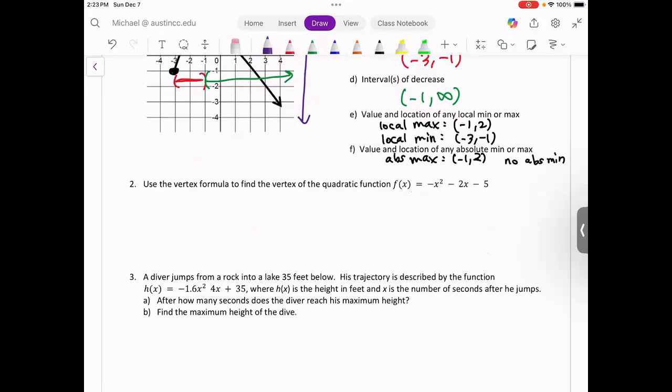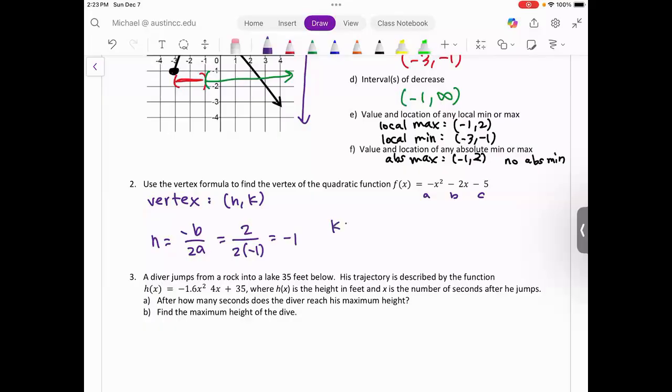Let's find the vertex of the formula. Use the vertex formula to find the vertex of the quadratic function f of x equals -x squared minus 2x minus 5. So our vertex, if we remember, we call that HK. To find h, we take -b divided by 2a. Remember, this is our a, our b, and our c. So -b, b is -2, so -b would be +2. 2 times a is -1. So we get an h value of -1.